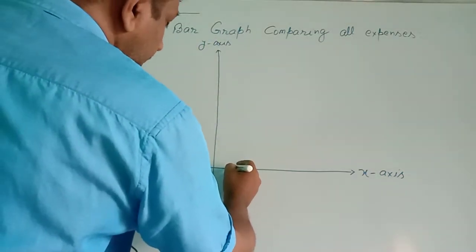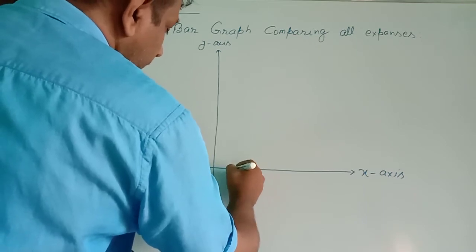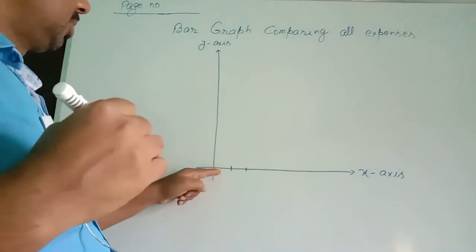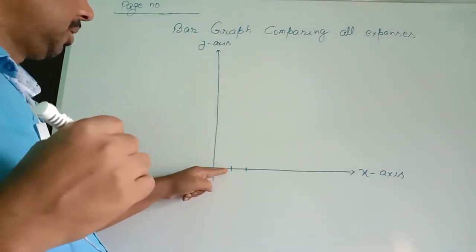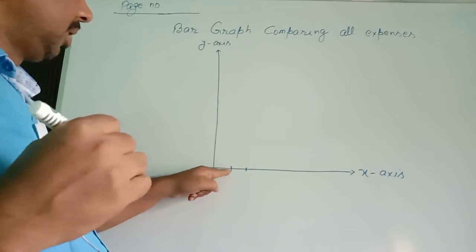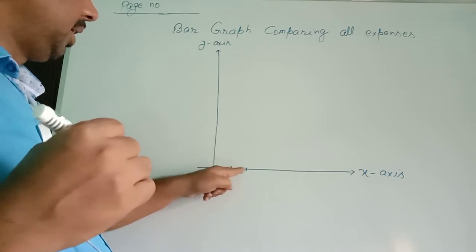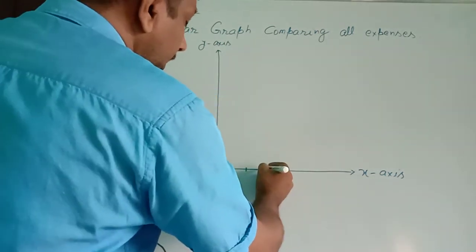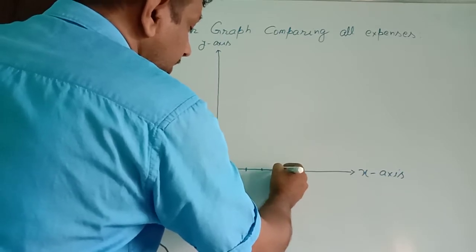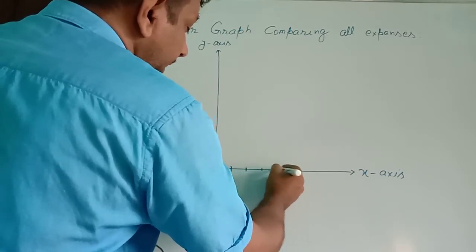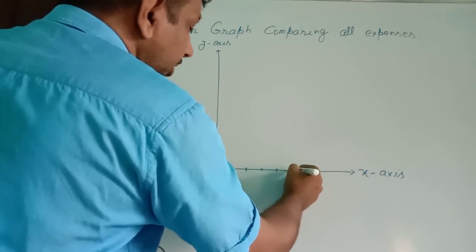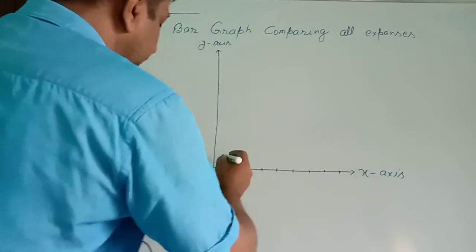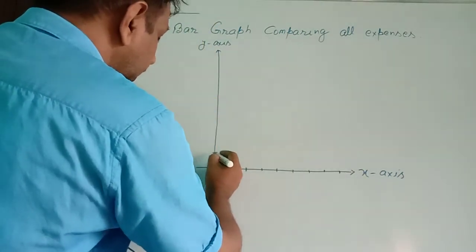On this, you will write the category of expenditure. Suppose you leave a 1 centimeter gap. After 1 centimeter, you will draw the bar line, and again the distance is 1 centimeter. After that, you draw another bar line, with a gap of 1 centimeter. Again this rectangle will be of 1 centimeter, gap 1 centimeter.